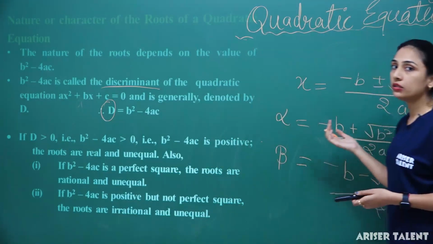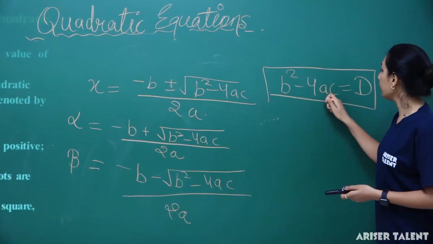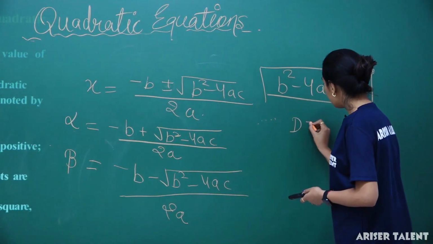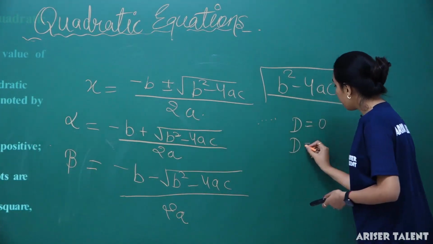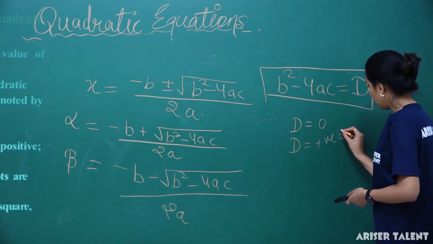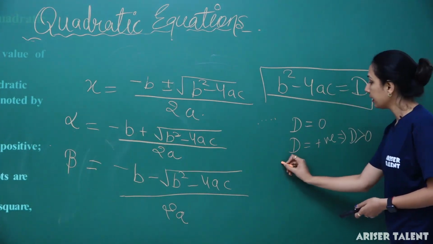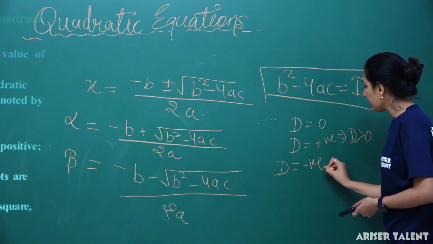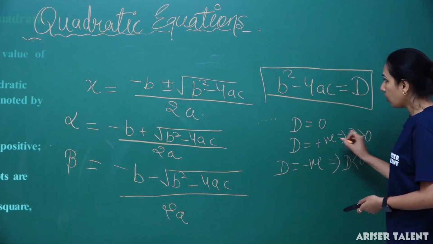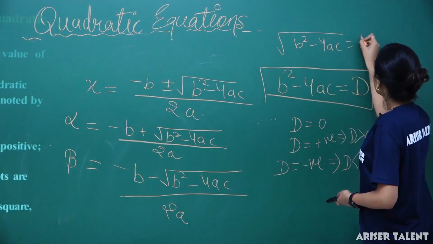Now come to this side, students. Here I have told you that b square minus 4ac equals D. Now I am saying that the D value may be 0, D value may be positive, that is, greater than 0. The last case is that it may be negative. This implies that D will be less than 0. So this D is in the root.